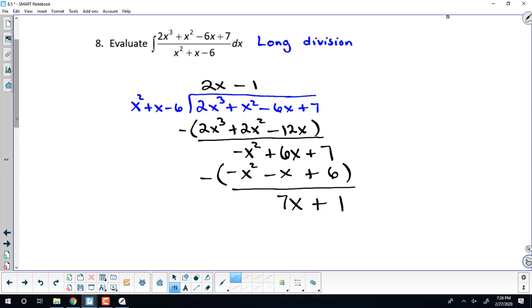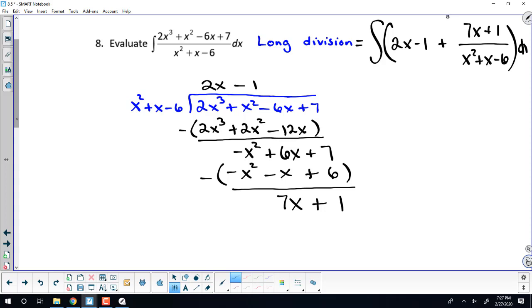So after long division, then this integral becomes what? Or the rational function becomes what? 2x minus 1 plus 7x plus 1 over x squared plus x minus 6. Right. You have to take your quotient plus your remainder over your divisor, x squared plus x minus 6. That's 7x plus 1, right? Yeah, 7x plus 1. Thank you.